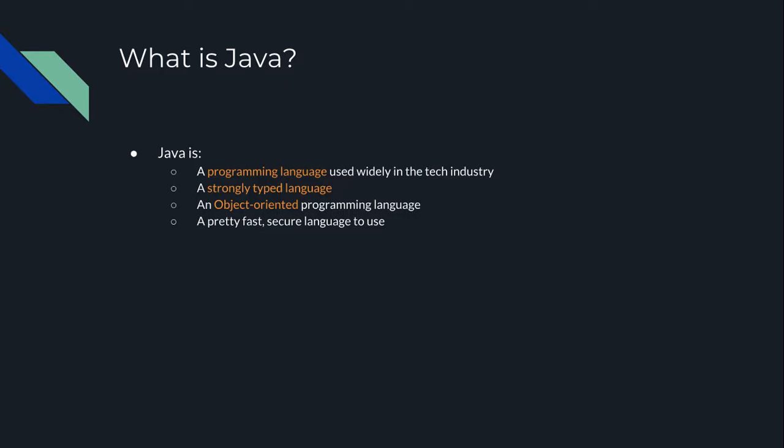Well, Java is a programming language like Python, it's just that the syntax is quite different. And here are some other terminologies to look at when we talk about Java, which is that Java is a strongly typed language and that it is an object-oriented programming language. You don't really need to understand what either of those two mean. We will be going over them in the next few videos. And Java is a pretty fast language because it is a strongly typed language.